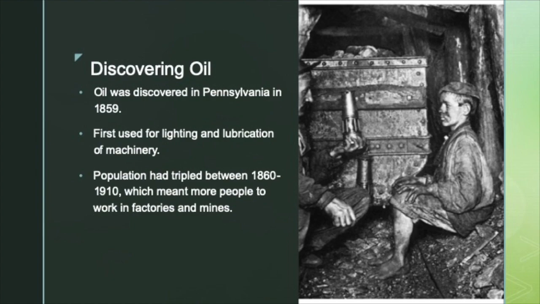Something else that happened at this time was that the population was essentially tripling in the United States. Many immigrants were coming to the United States, and a lot of children were being sent into the mines to work. And this large growing population meant that there was a larger market for the things that needed to be produced.